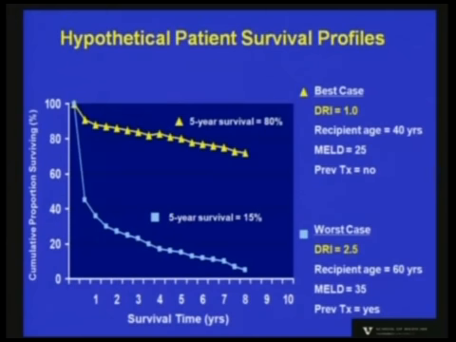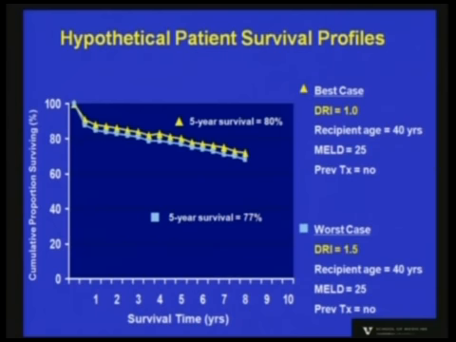Using Cox regression modeling, we developed hypothetical patient survival profiles. And what you see here is the upper curve represents survival of a recipient who had the best combination of donor and recipient characteristics, while the lower curve represents survival of a recipient who had the worst combination of donor and recipient characteristics. And what you see is if you put a marginal graft and a marginal recipient, you get very bad results very quickly.